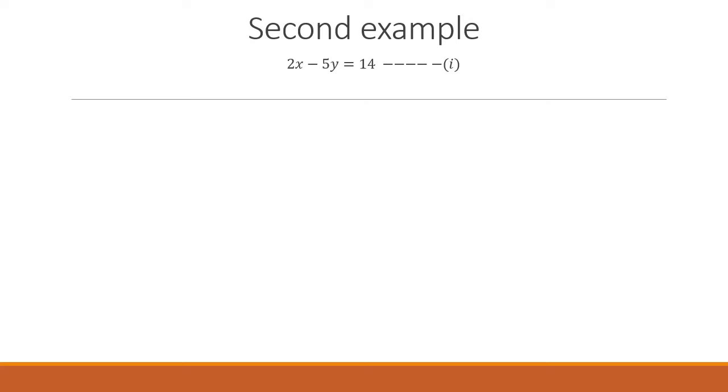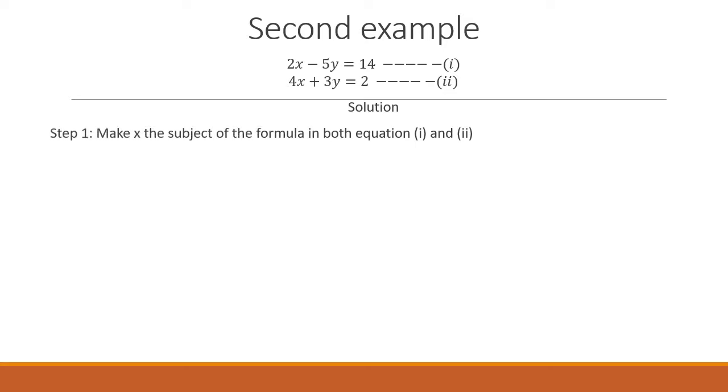The second question is having the first equation as 2x minus 5y is equal to 14, and the second equation is 4x plus 3y is equal to 2. Now what do we do first? The first step is that we must make x the subject of the formula in both equations. So for equation 1, we know that 2x minus 5y is equal to 14. We now want to get rid of negative 5y, so that we remain with 2x here, and then we only need to remain with x.